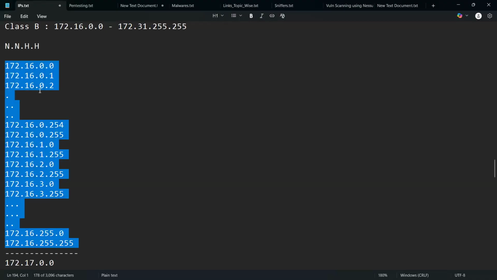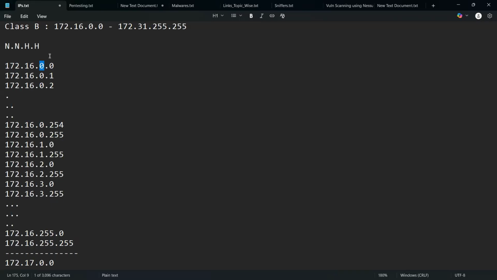And in this one single network, you can connect a maximum of 255 into 255 devices, because each last octet here is repeating 255 times for every third octet. For 0, it's repeating 255 times. For 1, it is repeating 255 times. For 2, it is repeating 255 times. And this third octet repeats 255 times itself. So 255 into 255. So in each class B network, you can connect a maximum of 255 into 255 IPs.